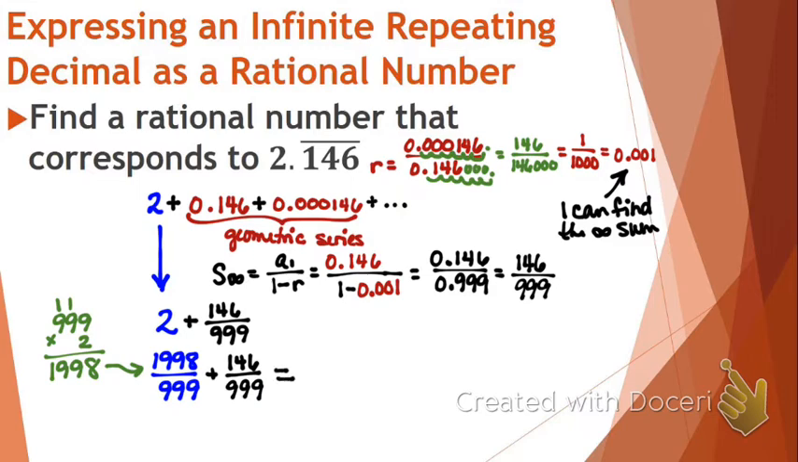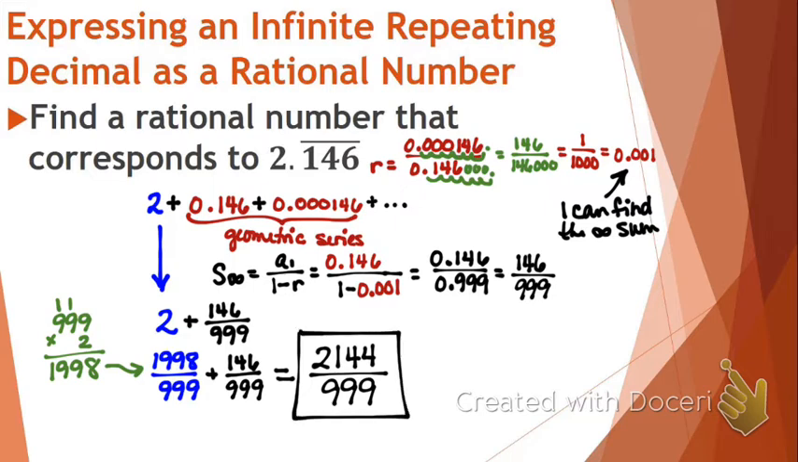What is 1998 plus 146? 2144 over 999. Does that reduce? What does it reduce to? Oh, never mind. No. In decimal form, is it what we started with? Yes, it is.